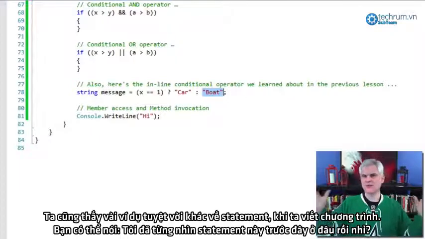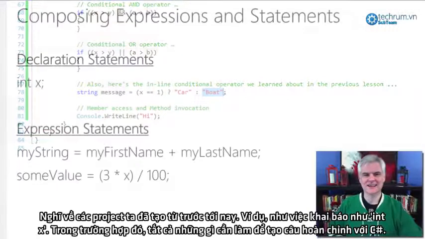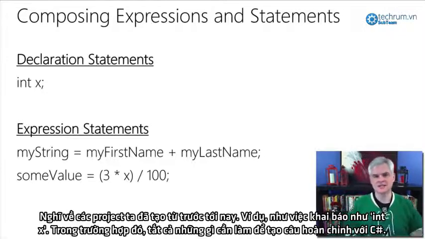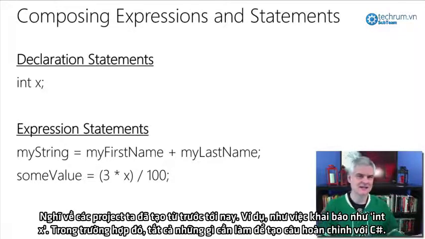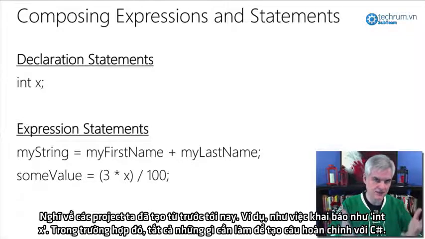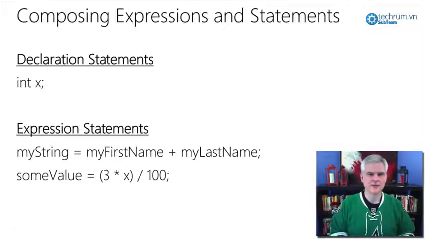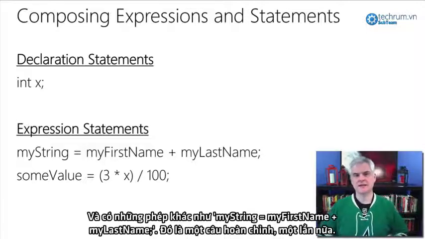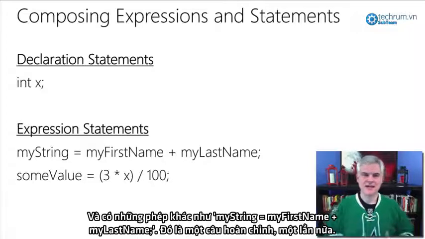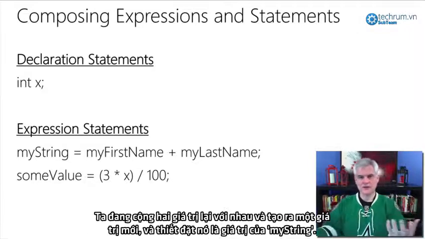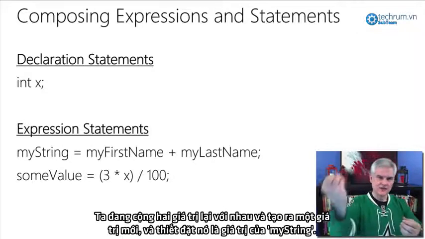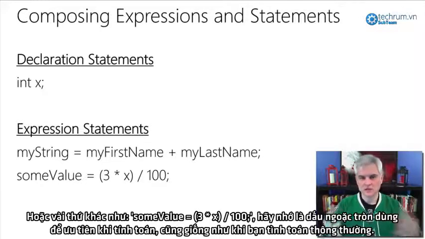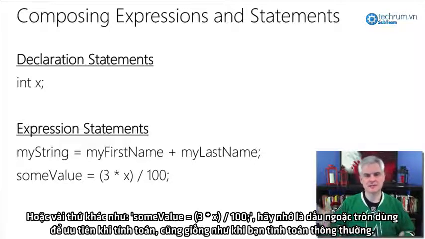And you might say, well, where have I seen a statement before? Well, think about the projects that we've created up to this point. For example, there are declaration statements like int x. In that case, that's all it takes to make a complete thought in C#. And then there are expression statements like my string equals my first name plus my last name. Again, a complete thought. We're adding two values together and taking the new value and setting it as the value of my string. Or something like this, some value equals 3 times x divided by 100.